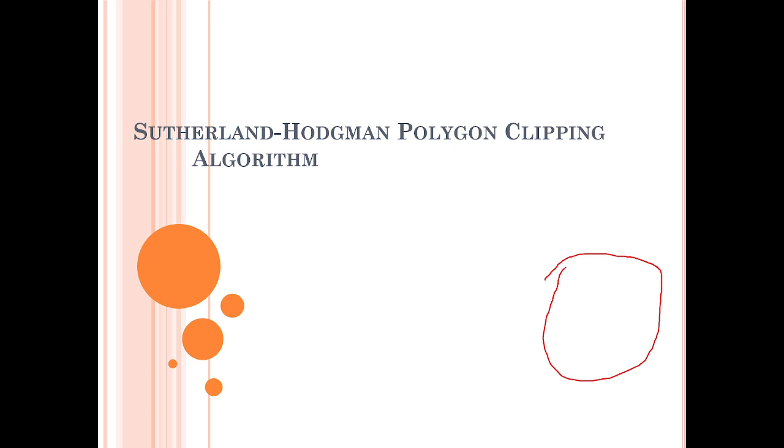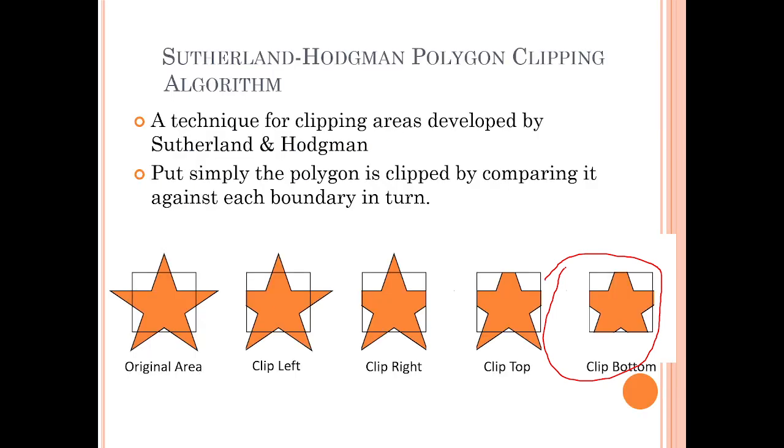In polygon clipping, that is the Sutherland-Hodgman polygon clipping. It is a technique for clipping areas developed by Sutherland and Hodgman. In the line drawing algorithm it was Cohen-Sutherland, but here it is Sutherland-Hodgman. Put simply, the polygon is clipped by comparing it against each boundary in turn. See here.